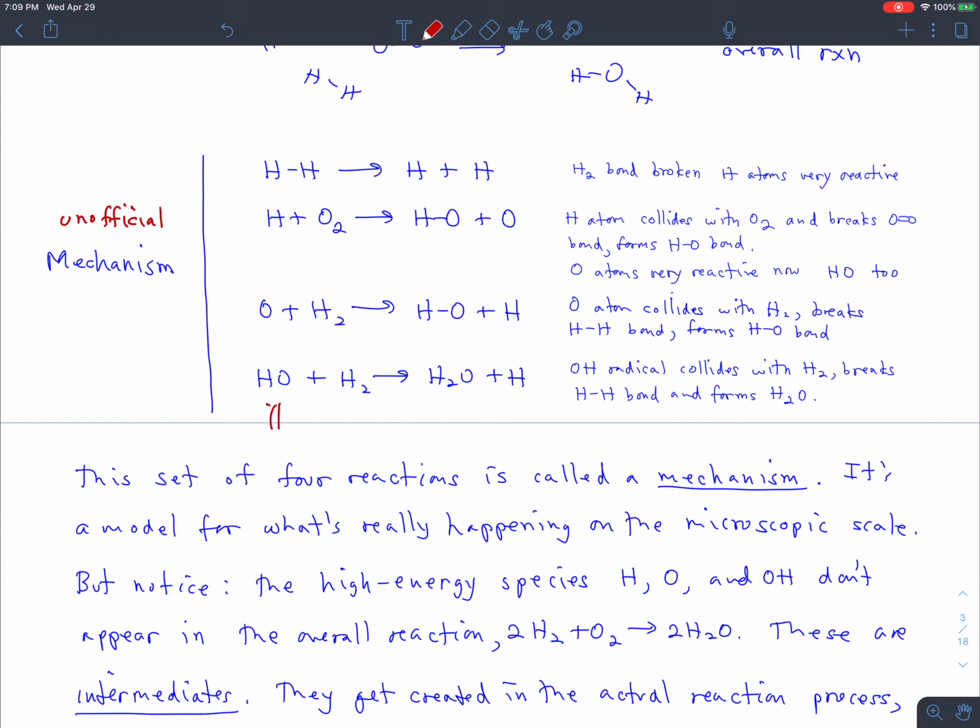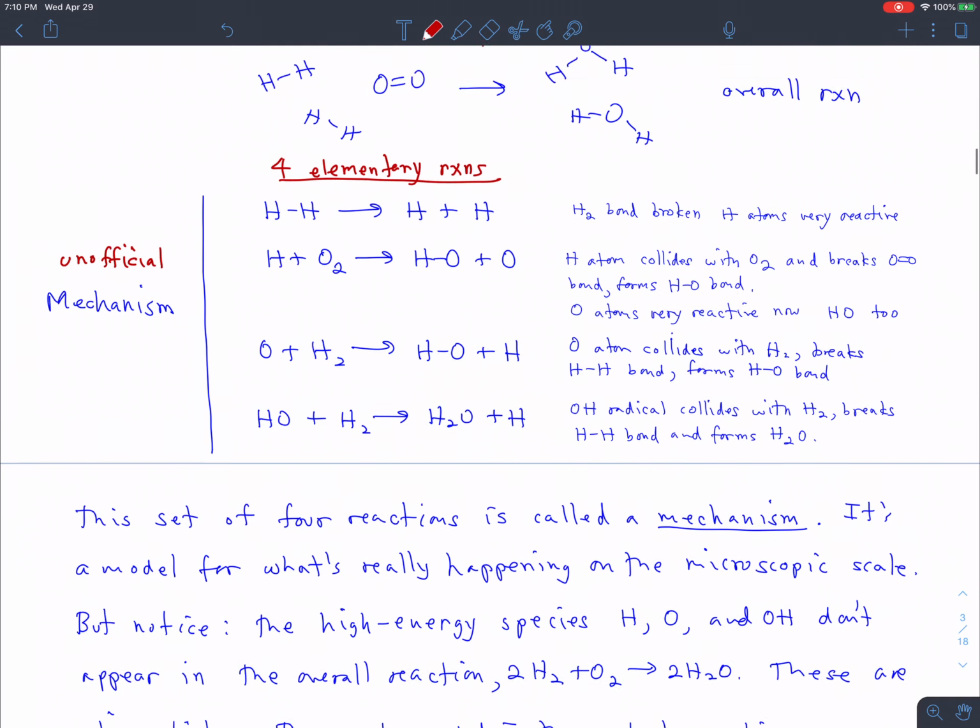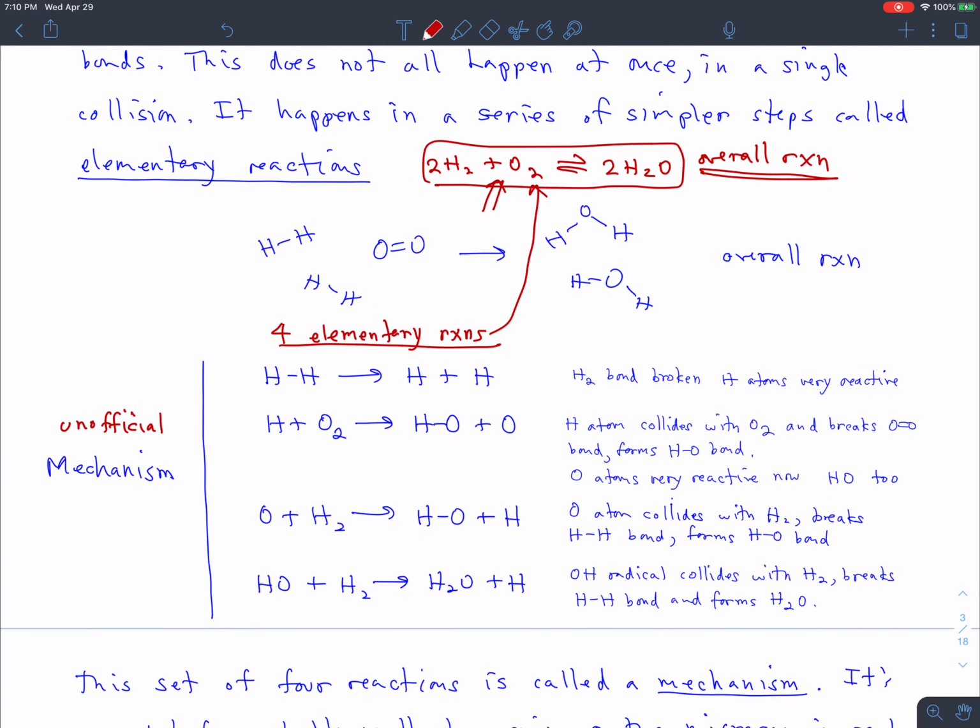And then one of these OHs can collide with another H2, steal an H atom from that H2 and create a full water molecule finally, and leave behind another loose H atom, which can then run around and participate in the rest of this mechanism and go on to eventually create more water molecules. So that's an example of a mechanism. There's four, each of these are elementary reactions. And there's four of them, and all four of them combine in order to give rise to the overall process that's indicated by the overall reaction.